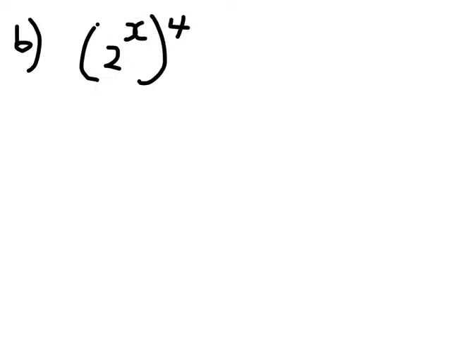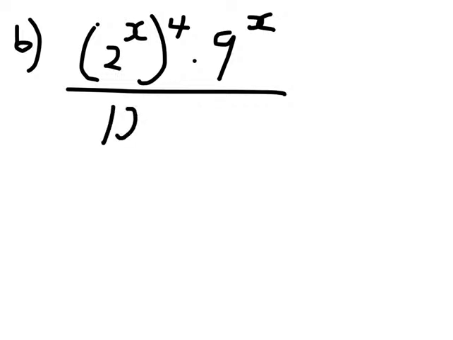Okay, so let's consider this to be example B, whereby we are having, in the brackets, 2 to the exponent of x, then we close that to the exponent of 4, and then we multiply this by 9 to the exponent of x, and then we divide the whole of this by 12 to the exponent of 2x. So this is what you are given. Again, it is an expression because we don't see an equal sign, which means we are going to simplify.